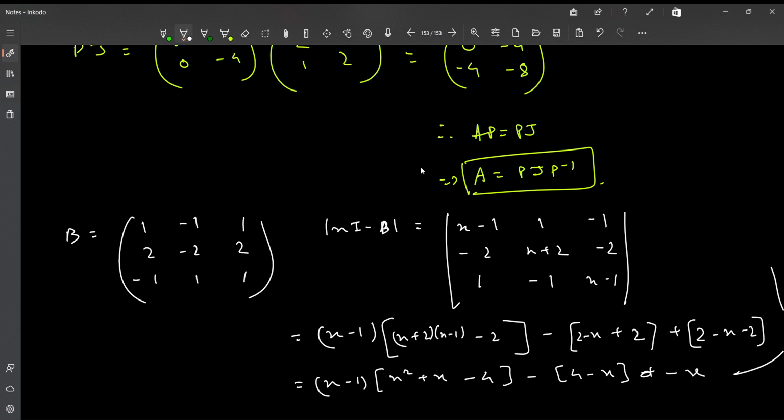So we calculate it here. I don't want to go to the next page to continue the calculation. So this is x minus 1 times x squared plus x minus 4. So this becomes minus 4 plus x minus x. So it becomes minus 4. Right? So it's becoming minus 4, right? Okay, then you need to calculate this out.